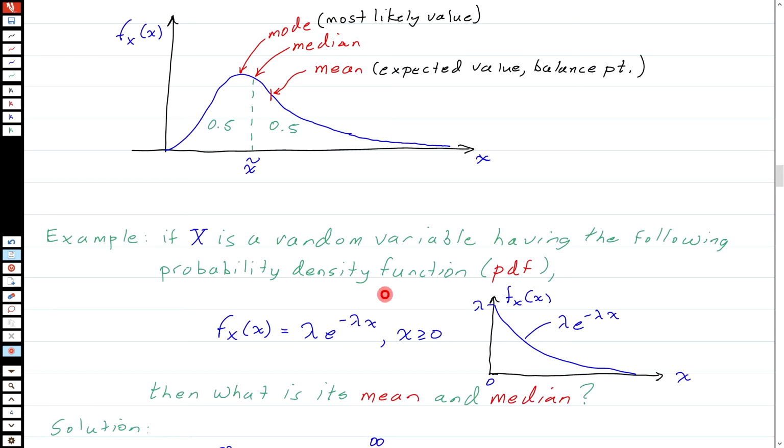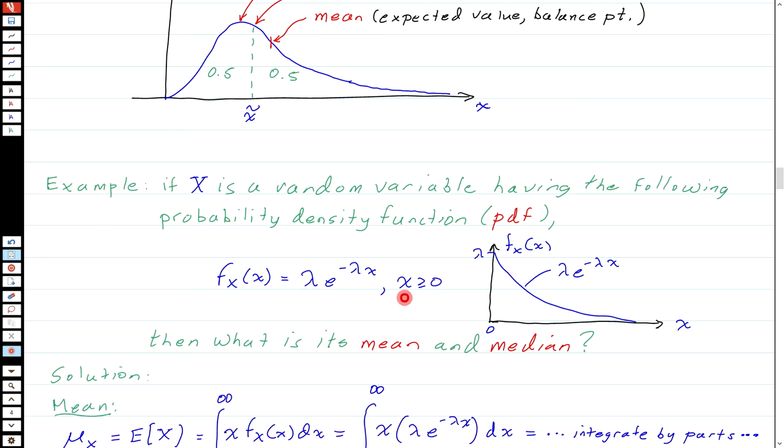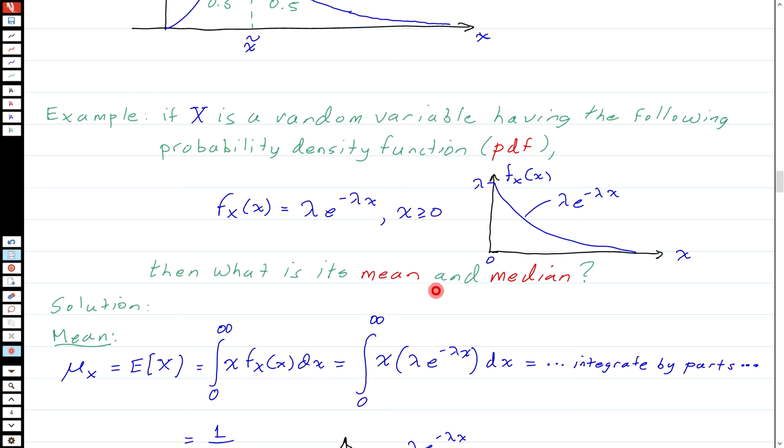If X is a random variable having the following probability density function, f of x equals lambda e to the minus lambda x, and we'll see in a little while that that is the exponential distribution. It looks something like this, exponentially decaying. And x is greater than or equal to 0, so it's a non-negative random variable. Then what is its mean and its median?